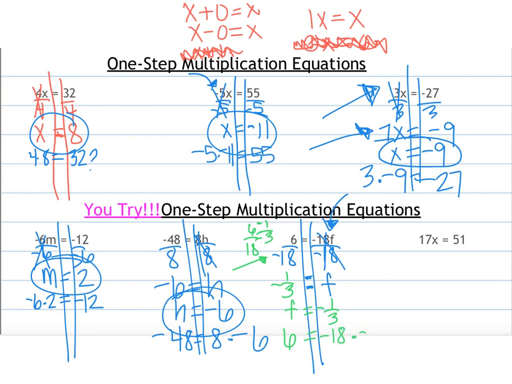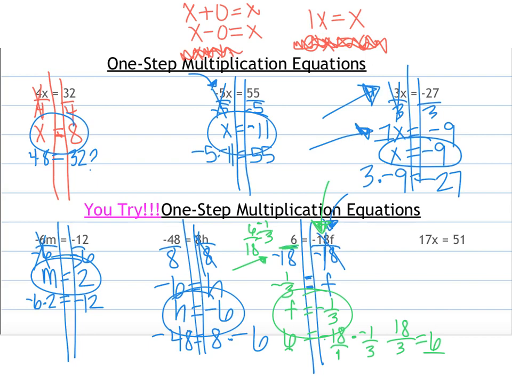18 times negative 1/3. Remember when we multiply by a fraction, then I would make this just over 1. And I know that negative 18 times negative 1 is just going to be 18. 1 times 3 is 3. 18 thirds equals 6. So then 6 does equal 6, so f equals negative 1/3, which makes sense because I have negative 18 times something to get 6. So the number I'm multiplying by has to be less than 1 in order for me to get a smaller number.